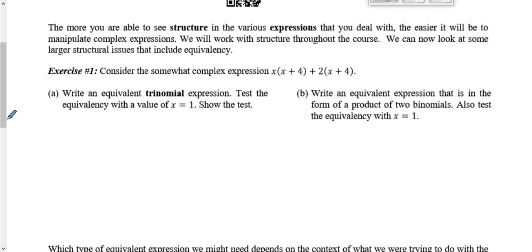Well, yeah, right. There's a couple ways to go about this one. You're thinking, all right, distribute this x through that one and the 2 through that one. So let's do it that way first. Write an equivalent trinomial, 3 terms, and then test it with x equals 1 on both. So let's jot this down.